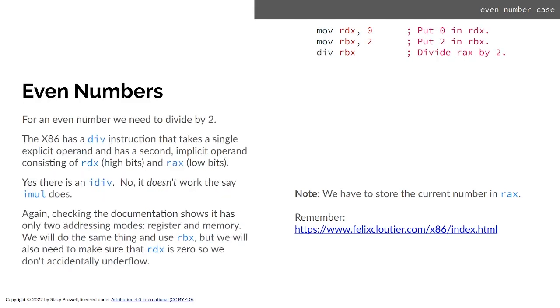What about for even numbers? Well, for even numbers, I'm going to use the div instruction we talked about last time. Now here, I'll need to be sure RDX is 0. So I'll go ahead and set it to 0. And we talked about why last time, right?